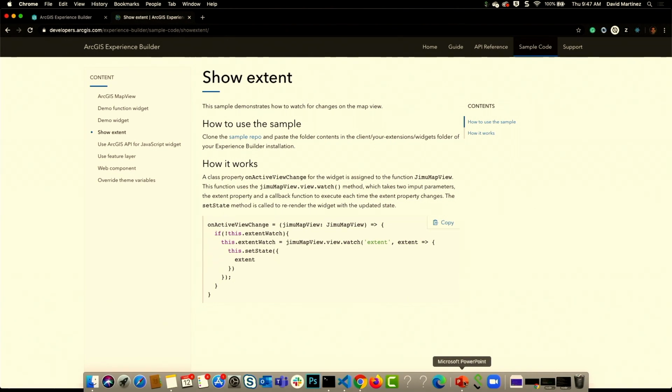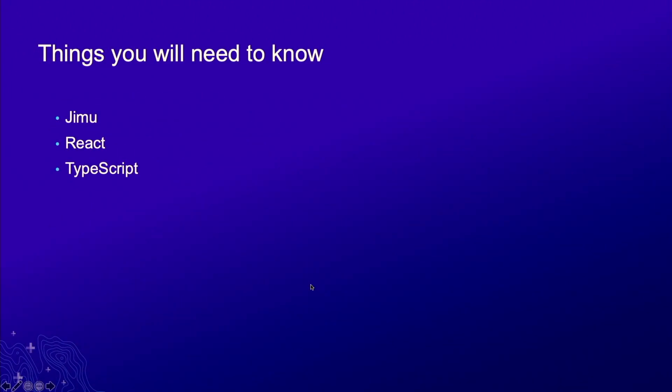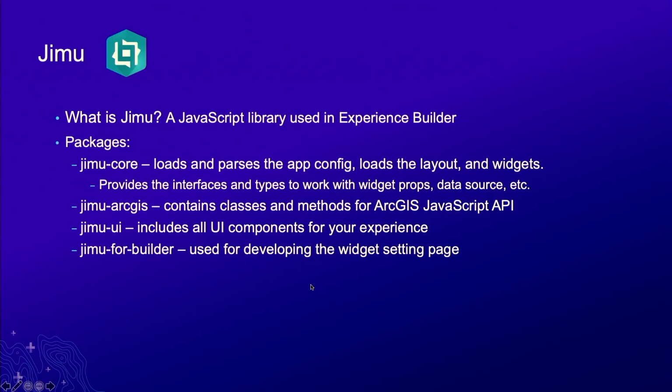Okay, so let's get back to my presentation here. Out of the box, things that you would need to know as you extend Experience Builder: GIMU, React, and TypeScript. So let's talk about a couple of these. The first thing is GIMU. What is GIMU? It's a JavaScript library, and it's used in Experience Builder. We created it. GIMU core provides the interfaces and types to work with widgets, properties, message actions, and data sources. And it also defines several classes that you're going to use throughout your experiences.